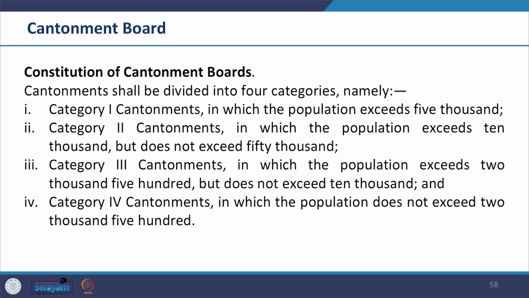Similar to the urban classification, we see here four categories, namely Category 1 of the cantonments in which the population exceeds 50,000. Category 2, cantonments in which population exceeds 10,000 but does not exceed 50,000. Category 3, cantonments in which population exceeds 2,500 but does not exceed 10,000. Category 4, cantonments in which population does not exceed 2,500. So these are the classifications which you would like to remember.